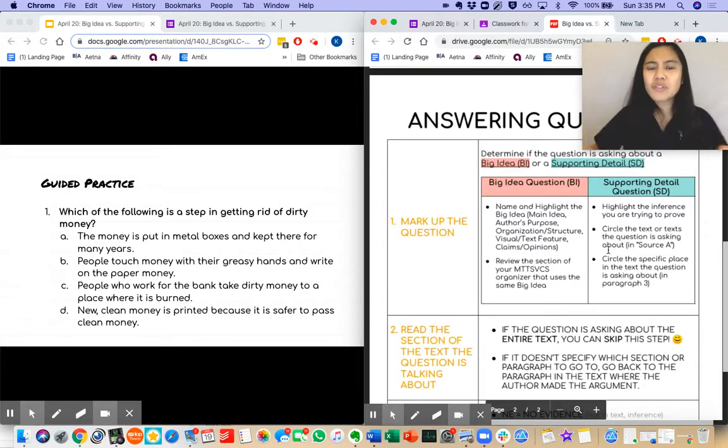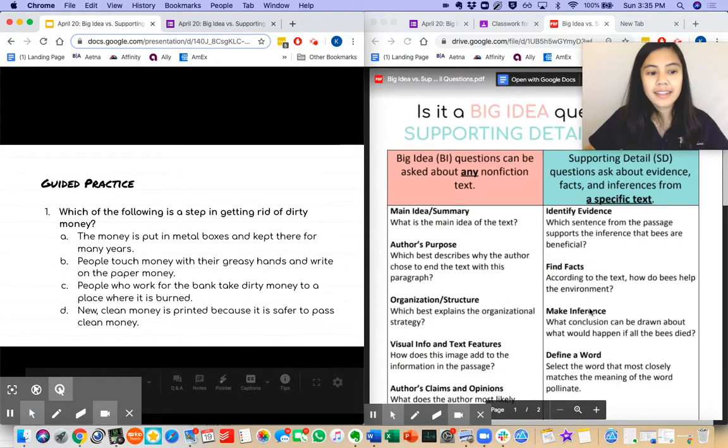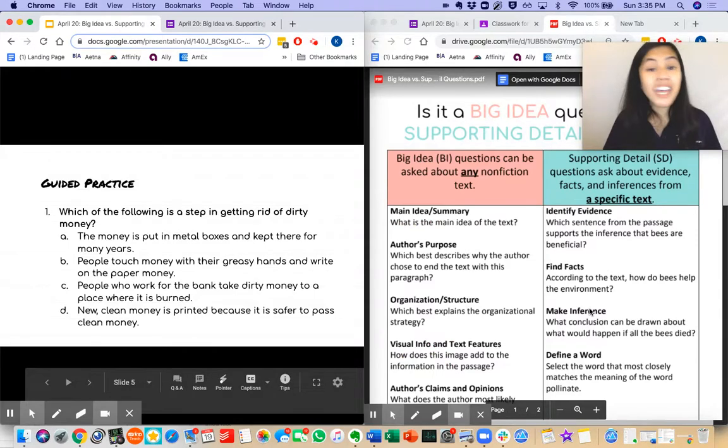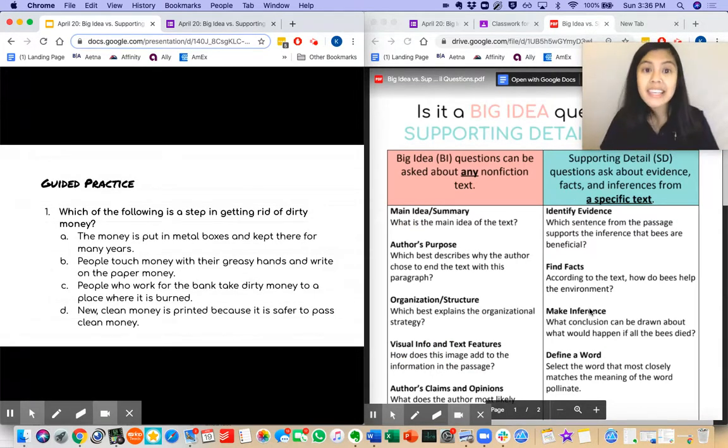Scholars, if you showed me that this is a supporting detail or SD question, show me a yes. Good. This question can't be asked about any text, like a text about pandas or bees. This question has to be asked about the text that we just read, dirty money. So this is an SD question.